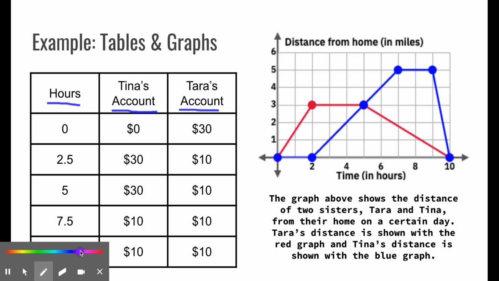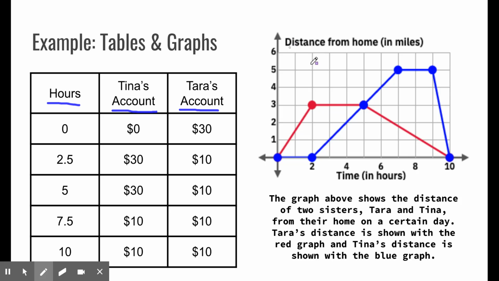Other than that, if we investigate the table a bit, we can see that our hours are increasing. And then we can see that in Tina's account, it increases, then stays constant, then decreases and stays constant. In Tara's account, it decreases right away and then stays constant the rest of the time.